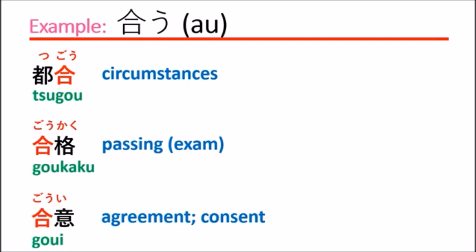Here you see that they will use the onyomi with another letter. You see the first example, tsugo, the second gokaku or goi, right? So please remember that they actually use the onyomi with another letter.